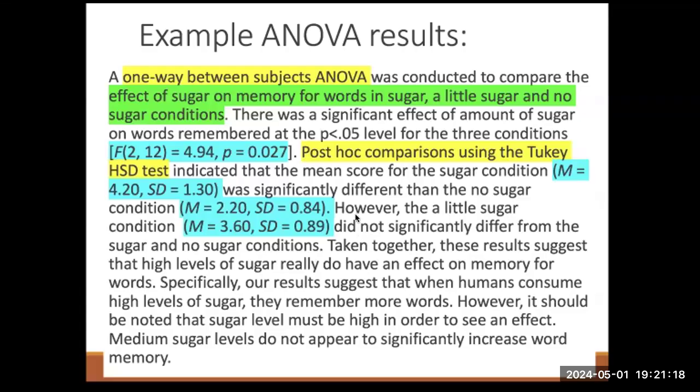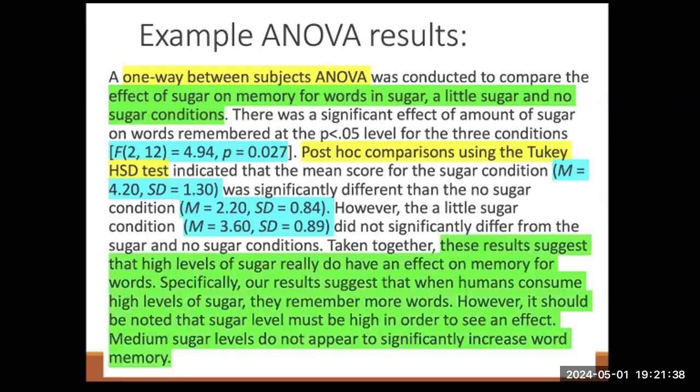So it says a little sugar condition did not significantly differ from the sugar and no sugar conditions. So the little sugar condition is kind of the in between, right? So it has to be fairly extreme. Either you have quite a bit of sugar or no sugar at all, and then you'll see a difference.